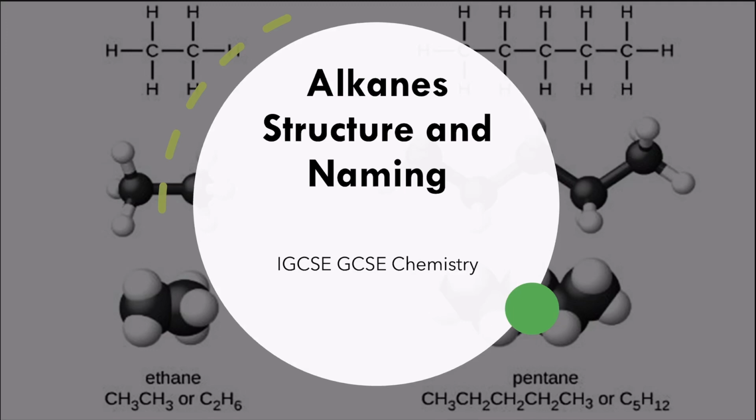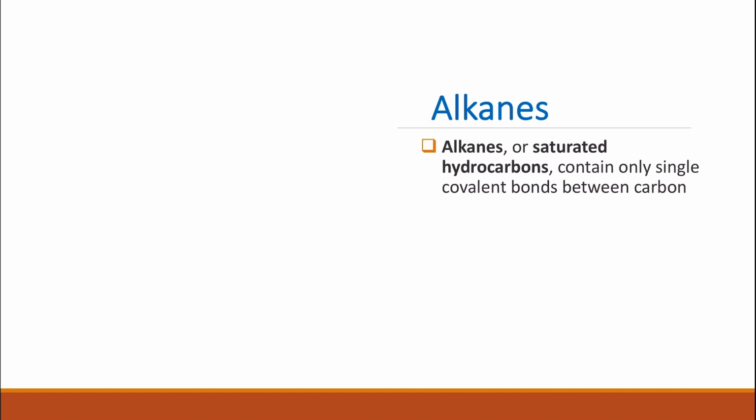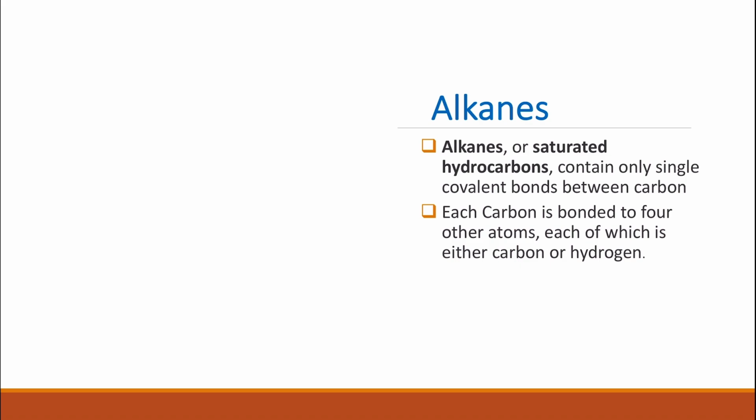In this video, I'm going to talk about alkanes, structure, and naming, how to name the different alkanes. So alkanes are saturated hydrocarbons. They are called saturated hydrocarbons because they only contain single bonds between all the atoms. There is no double bond between the carbon atoms for this series of compounds. So each carbon is bonded to four other atoms.